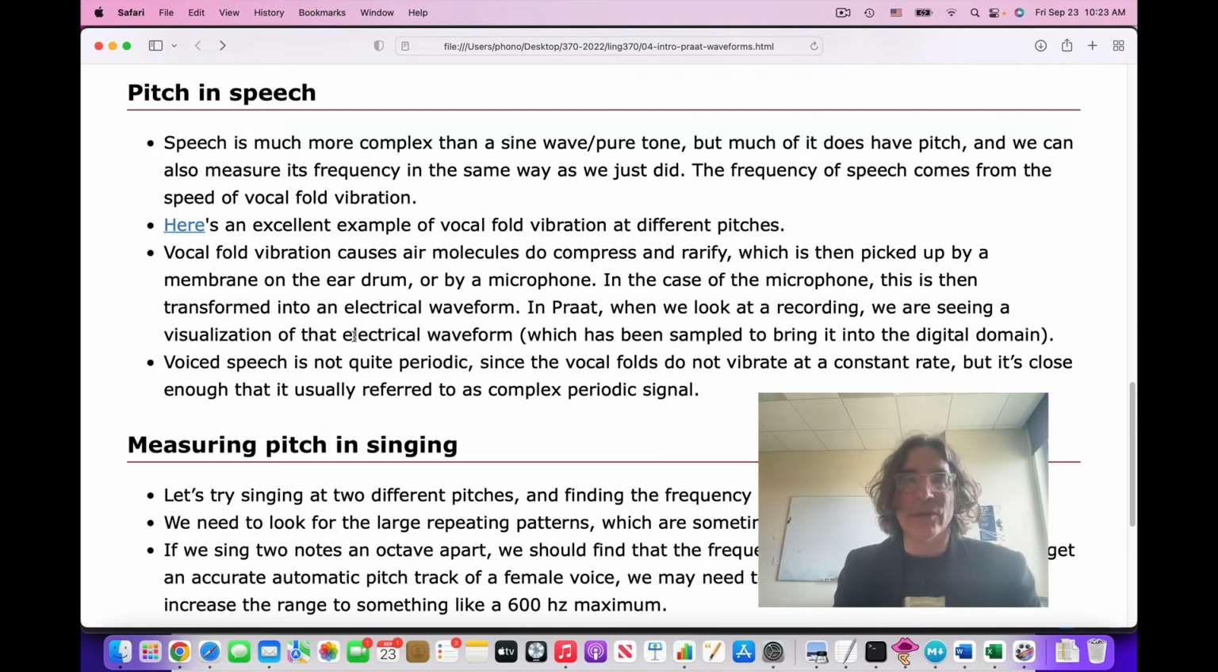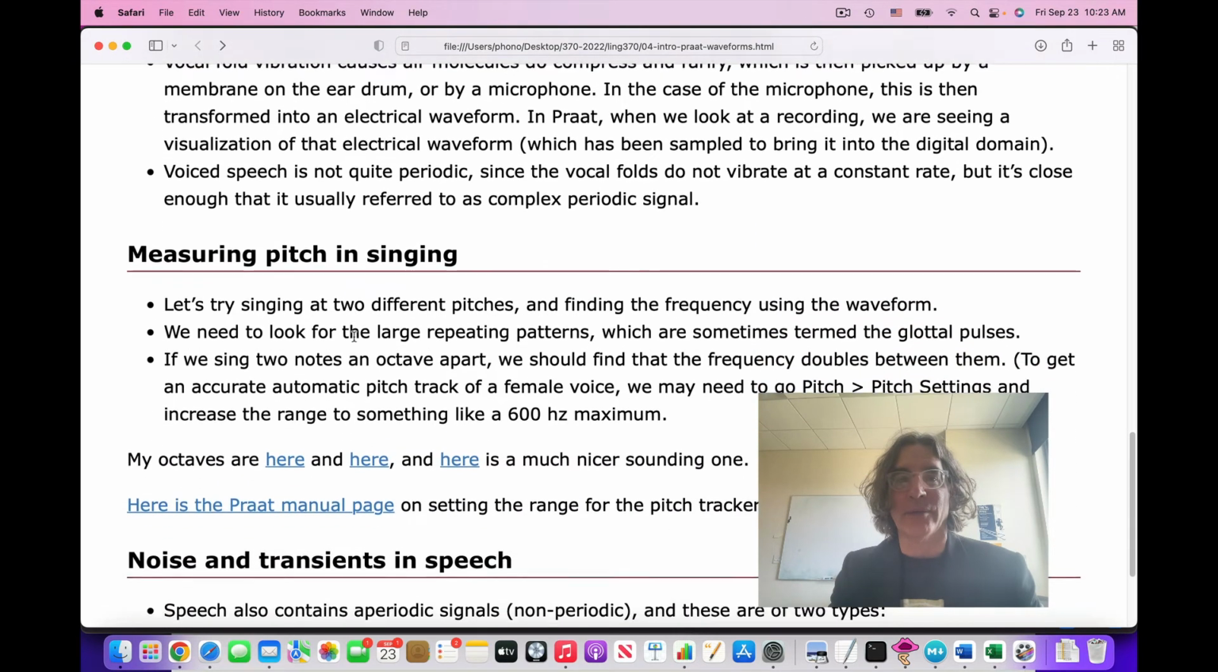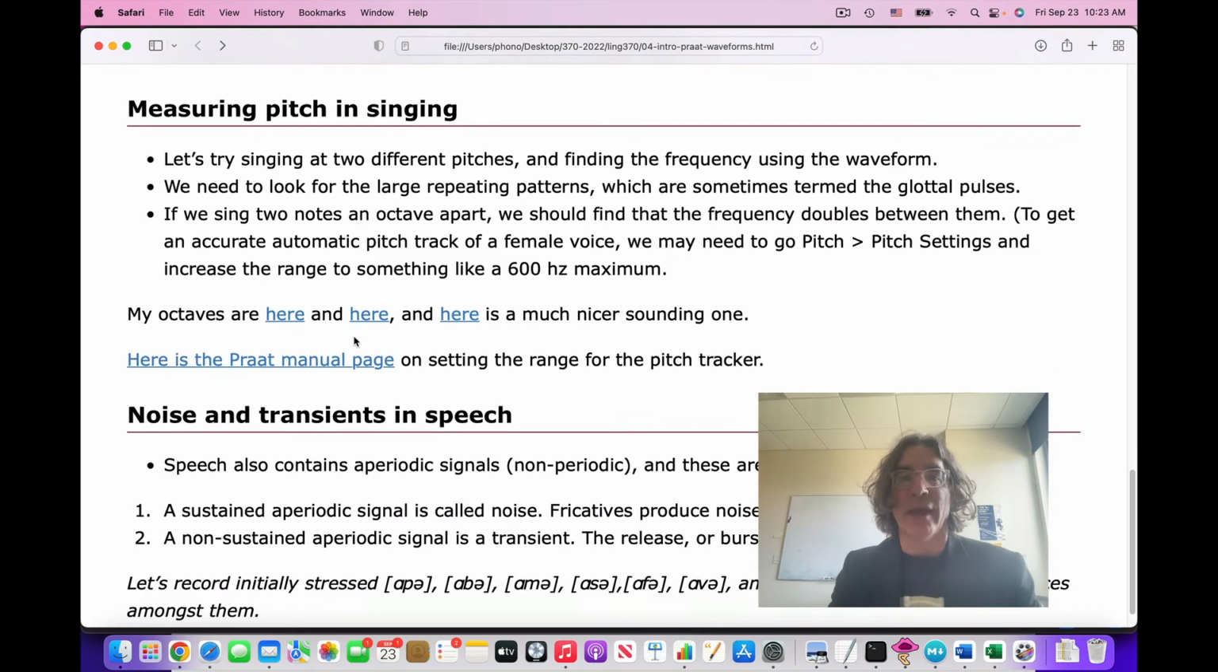We get voiced speech in vowels and in certain consonants. It's not quite periodic because the vocal folds don't vibrate at a constant rate, but it's close enough that we usually refer to it as a complex periodic signal. We're going to take a look at some real speech, and we're going to measure the pitch of that speech. The way we'll do this is by singing at different pitches and finding the frequency using the waveform. What you need to do when you're looking at that waveform is look for large repeating patterns, which people sometimes call the glottal pulses.